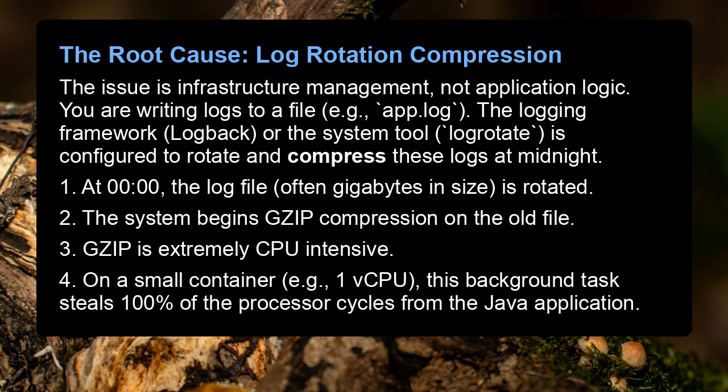The root cause: log rotation compression. The issue is infrastructure management, not application logic. You are writing logs to a file, for example, app.log. The logging framework, Logback, or the system tool logrotate is configured to rotate and compress these logs at midnight. 1. At 00:00, the log file, often gigabytes in size, is rotated. 2. The system begins gzip compression on the old file. 3. Gzip is extremely CPU intensive. 4. On a small container, for example, 1 vCPU, this background task steals 100% of the processor cycles from the Java application.